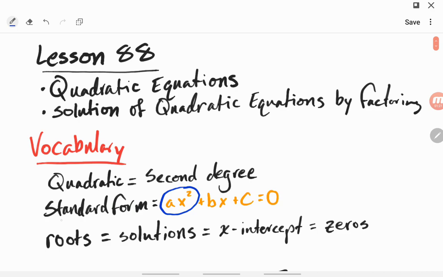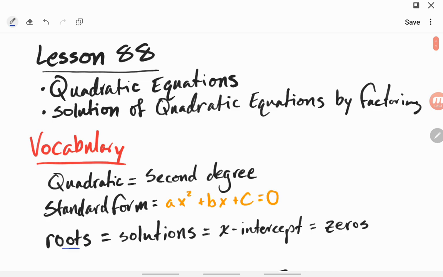Your next term, standard form. Standard form is whenever you write out your quadratic equation in the form ax squared plus bx plus c being equal to 0. Okay, that is what standard form looks like. Now, a, b, c, those are not going to be the values that you actually see. A represents some number, b represents some number, c represents another number. You're not going to see extra a's, b's, and c's in your quadratic equations.